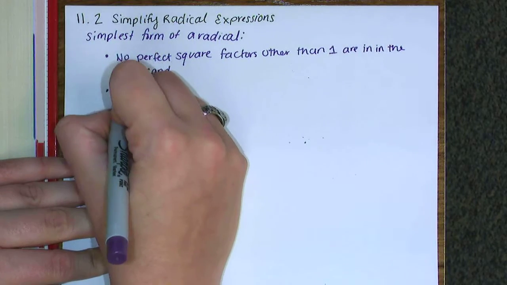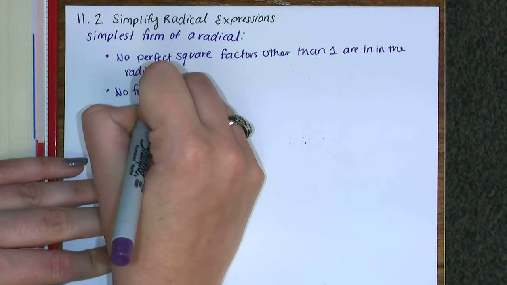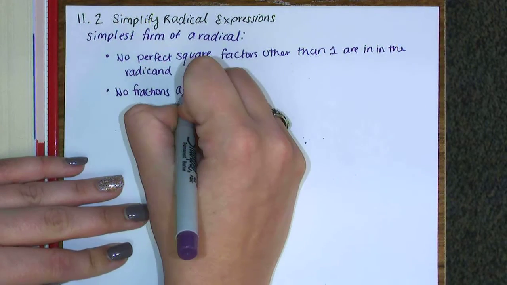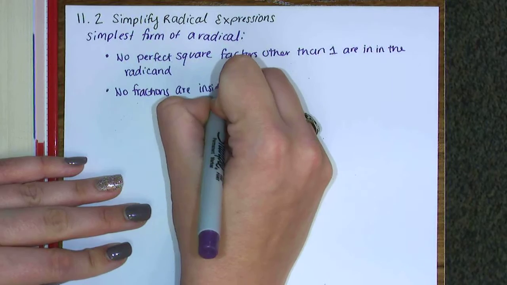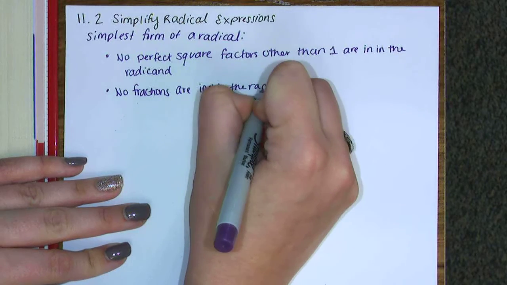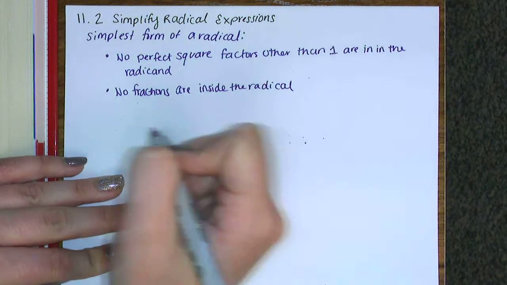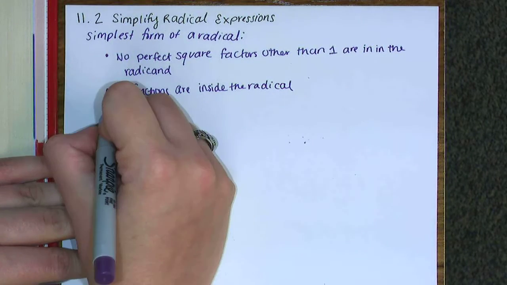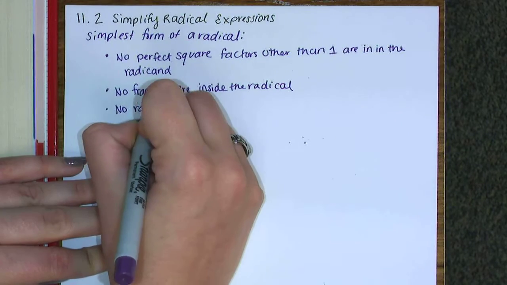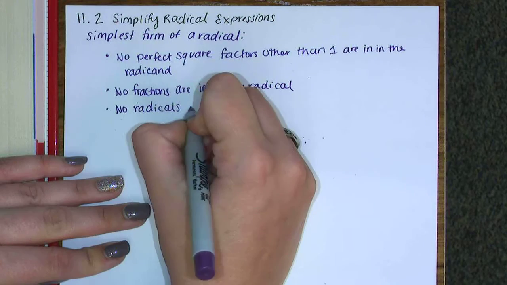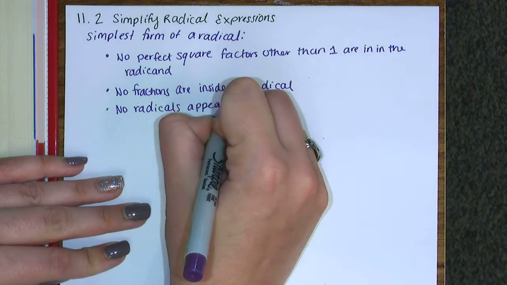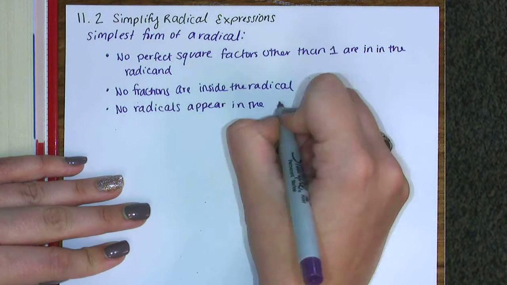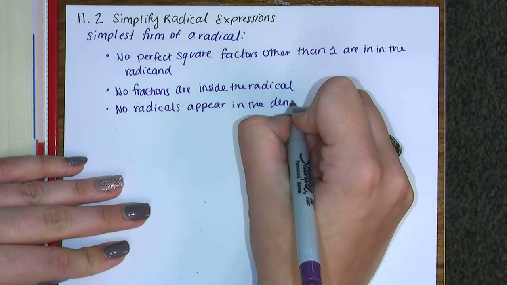No fractions are inside the radical. And no radicals appear in the denominator of a fraction.